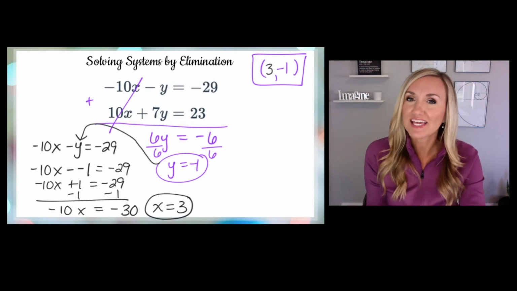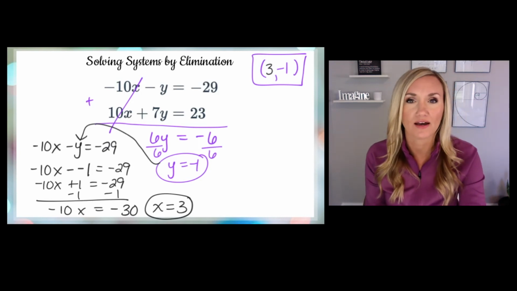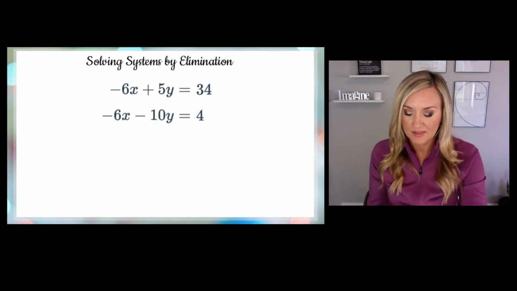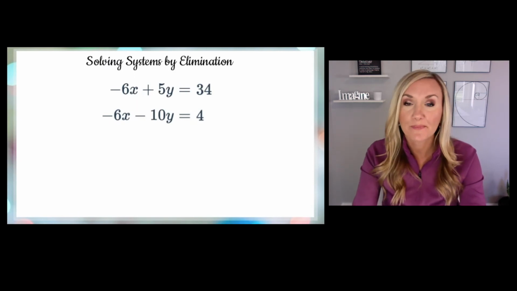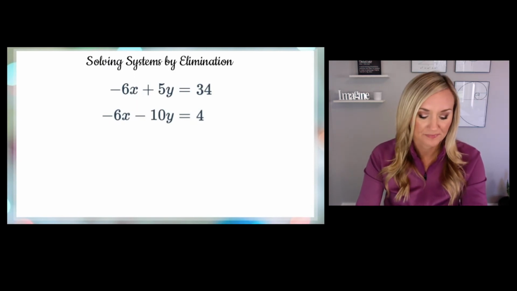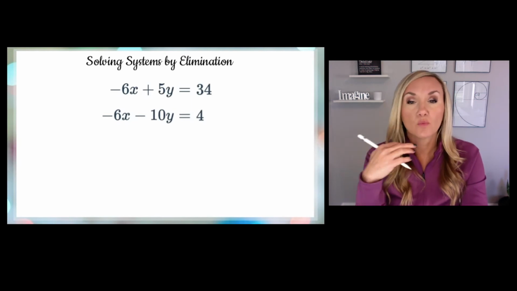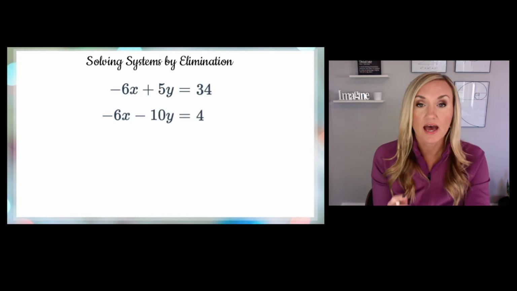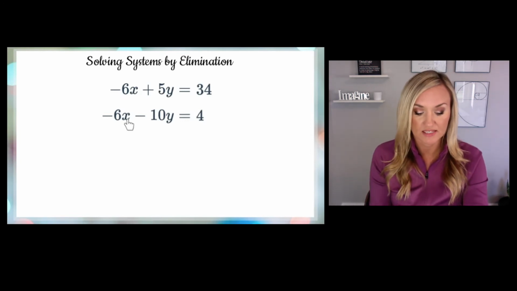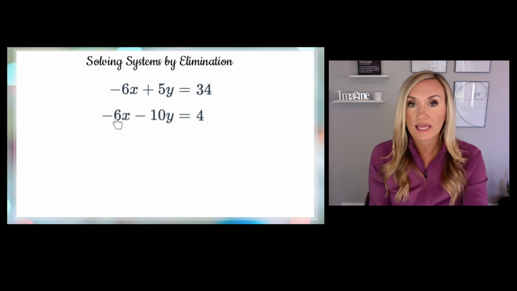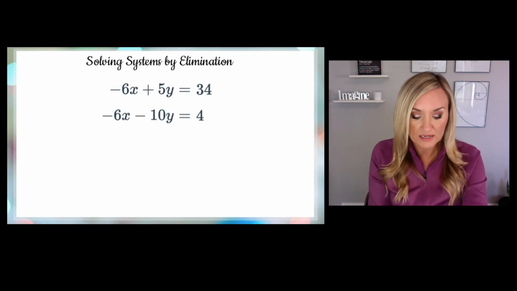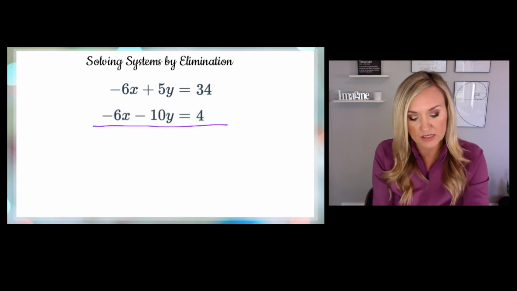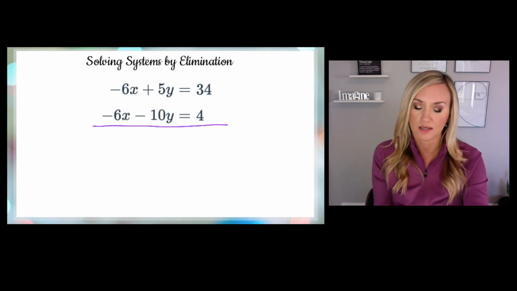All right, so I think we're ready to take it maybe a little bit to the next level of difficulty. So go ahead and write down this example. And when you were writing it down, what did you notice? Did you notice that it was -6x and a -6x, and that we can't cancel right away because a -6x and a -6x gives us a -12x? And so we need to do a little manipulation to be able to get the x's to cancel.